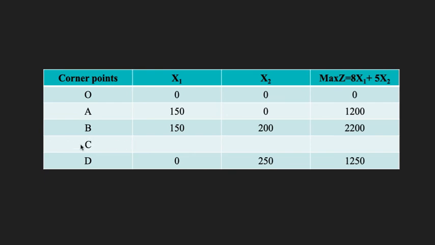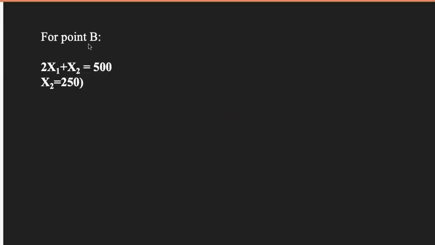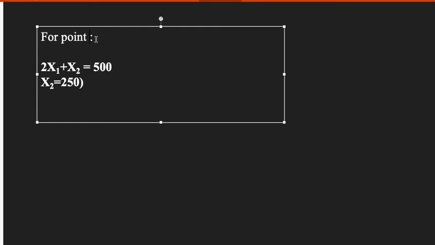Now we are going to calculate the value of x1 and x2 for the corner point C. Fine. So for this we have to see which two lines are intersecting here. Again 2x1 plus x2 is equal to 500, and this time x2 is equal to 250. So we are going to take these two equations and find the value of x1 and x2 for this point C. We are calculating for point C. So we have 2x1 plus x2 is equal to 500 and x2 is equal to 250.